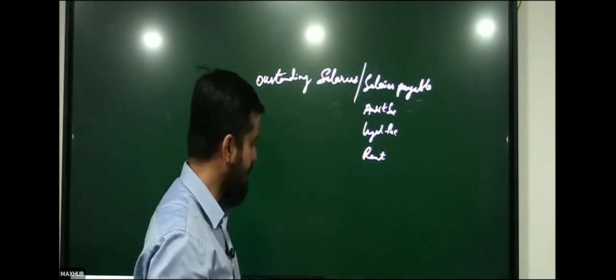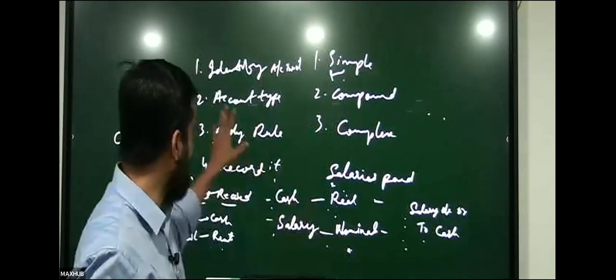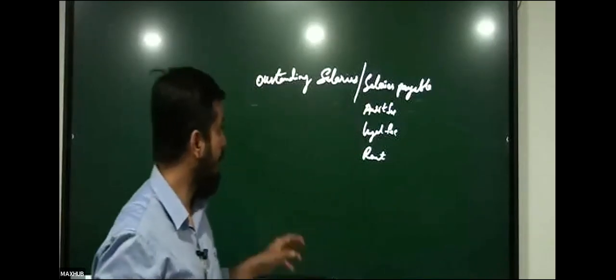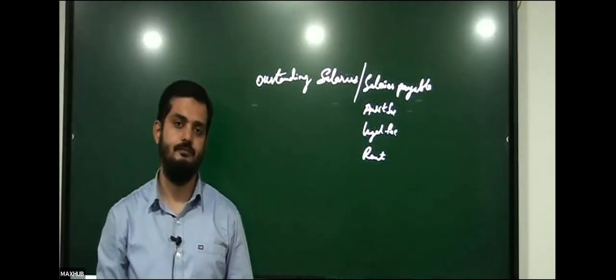That would work out. So what are the 4 things we have to ask? What was the first thing? To start the general entry, identify the accounts involved. Now tell me, what are the 2 accounts involved in the salaries payable? Cash and salary paid. Cash and salary.